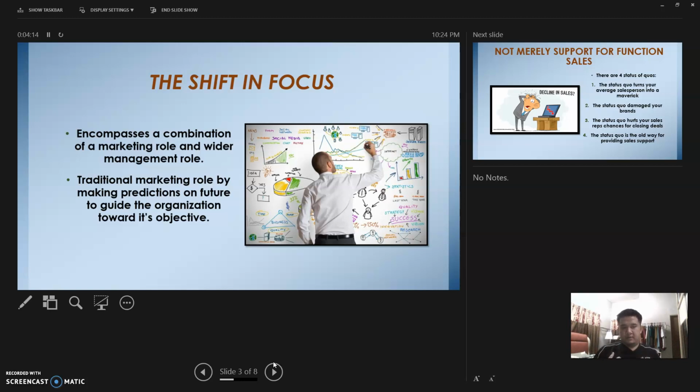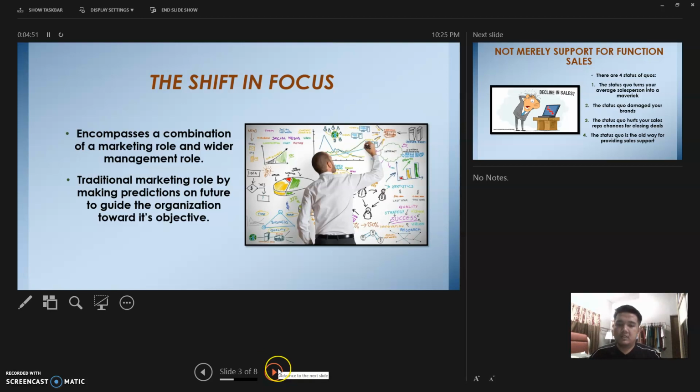The next one is the traditional marketing role, making predictions on the future to guide the organization towards its objective. It means higher customer satisfaction and increased sales lead to higher performance and more profit. As we all know, marketing implication often relates to the overall health of a company. Potential implications for marketing among employees include higher morale and greater commitment. Sorry for my misspoken grammar.